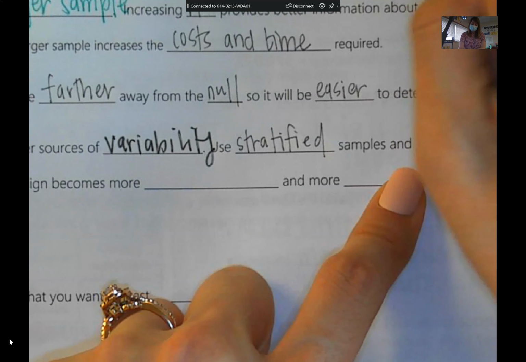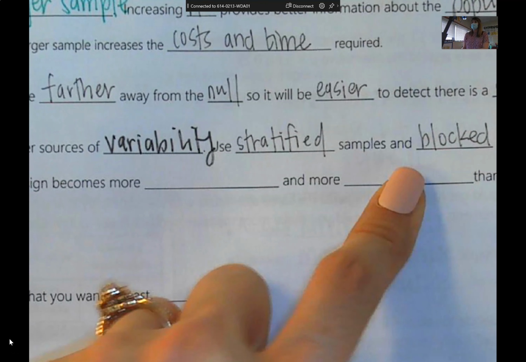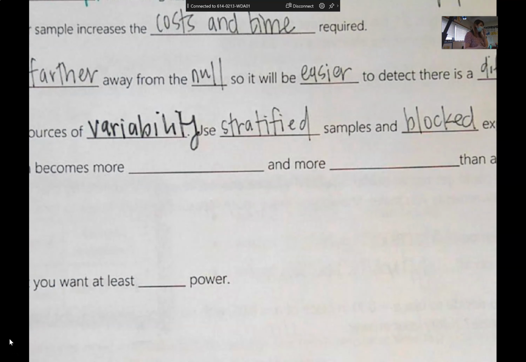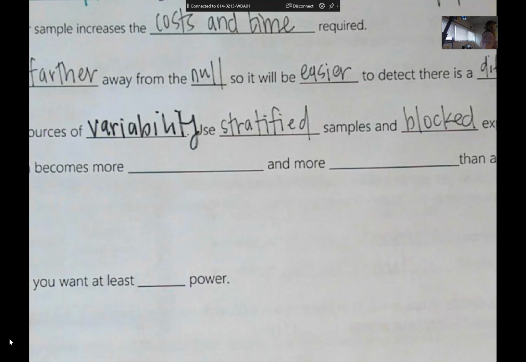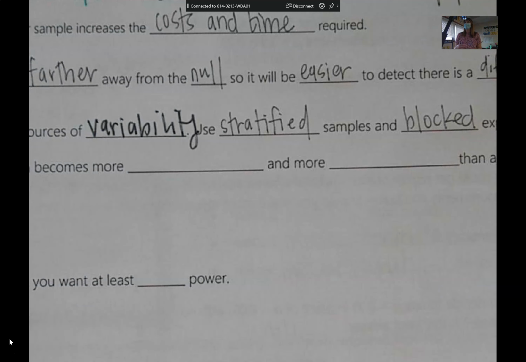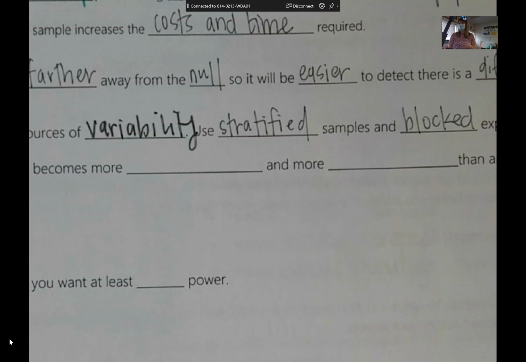The other one is a blocked experiment. So those phrases, you don't have to worry about them right now. Just know that you can design your sampling, you can design the way you get your participants, in a way that minimizes your variability, and then that would increase your power.